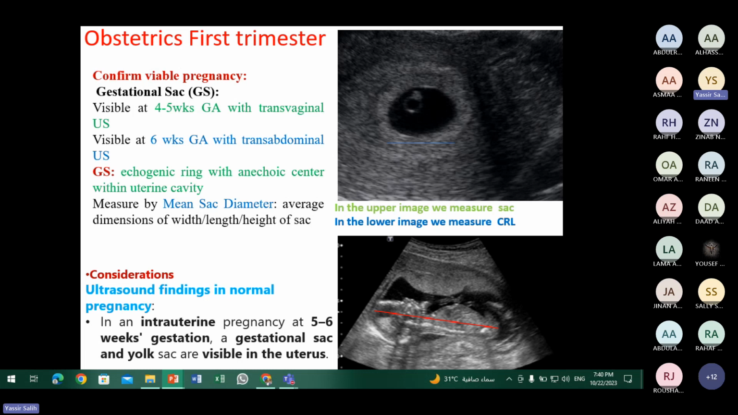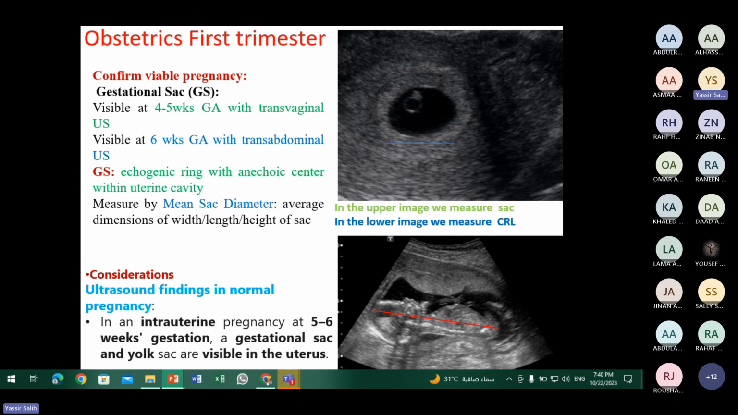Why do we use ultrasound and not other modalities like CT or X-ray? Because it uses non-ionizing radiation, it is a non-ionizing tool or examination. So you have to assess this patient by ultrasound. It is better to do transvaginal for early pregnancy. Transvaginal ultrasound is more sensitive.